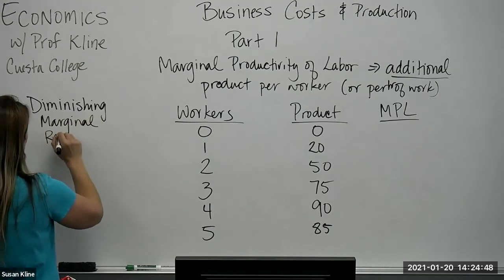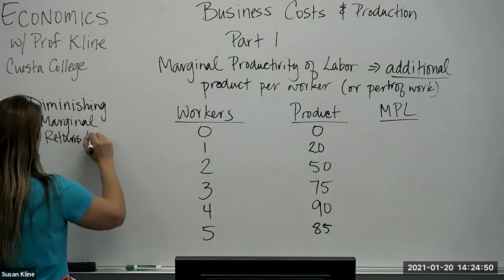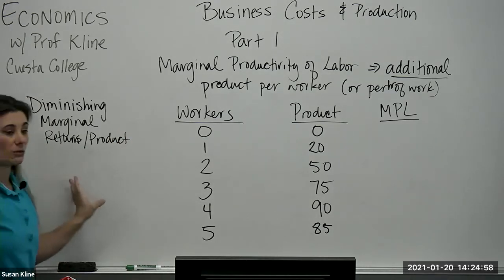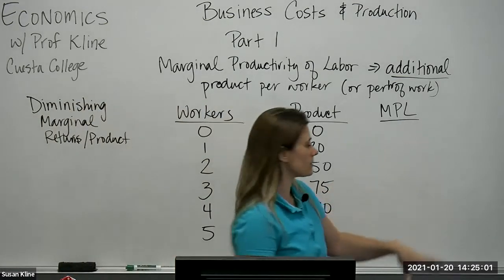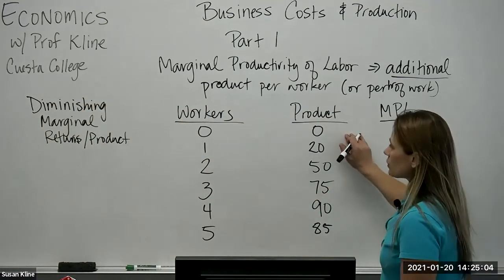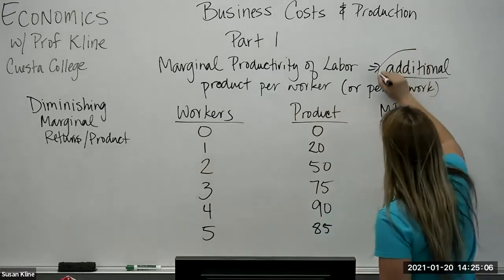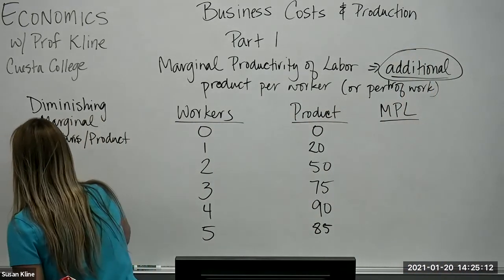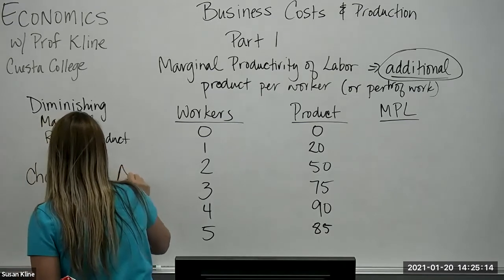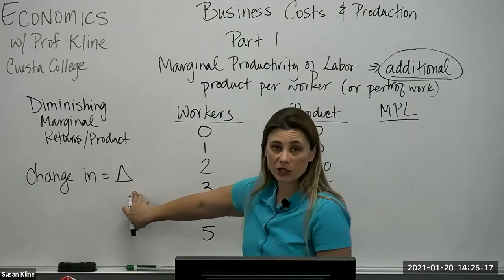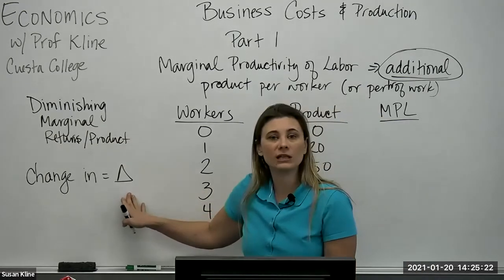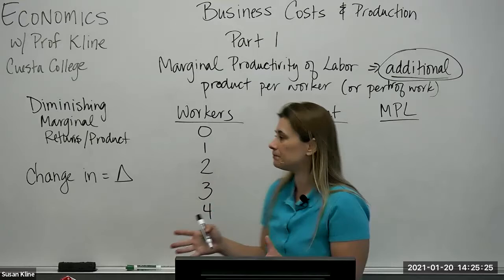This is a well-established idea that anytime we start to consider marginal, at some point we're going to experience diminishing marginal returns, in this case, diminishing marginal product. So marginal, again, is the additional, or particularly important, the change in. And this is why when you see marginal, you're going to very often see the Greek letter delta. That's what that triangle is, the Greek letter delta.